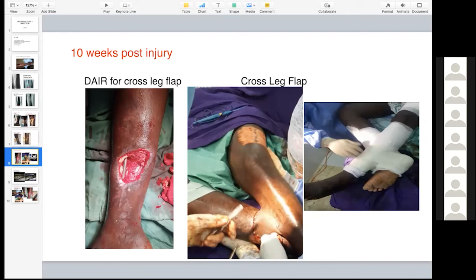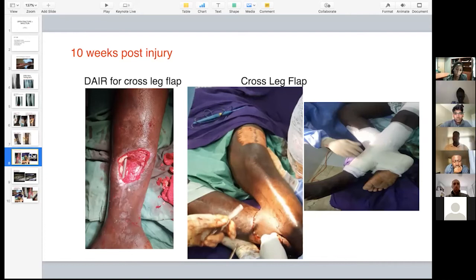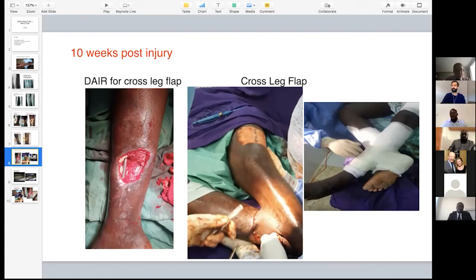However, a few days after the debridement, we gave him a window period. Then we took him back to theater and he had a cross leg flap that was done for him, as you can see on the clinical photograph. And he went on to do well.